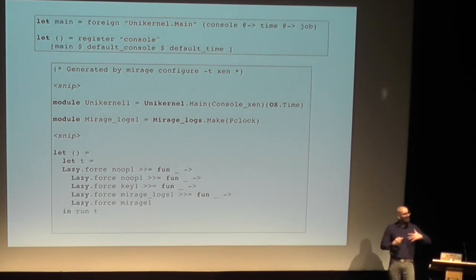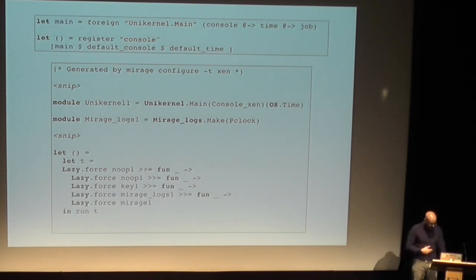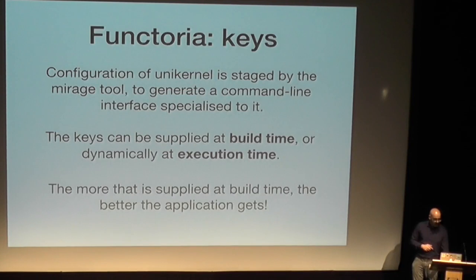We've just said, just give me some time, give me a console, and then compile it for Zen, and then it's all generated for you automatically through Factorial. And you just have to type in make. So Factorial gets more elaborate.